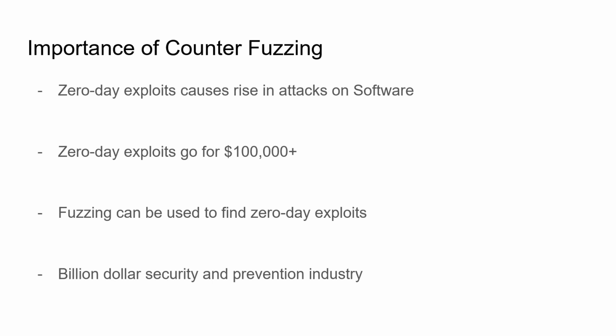These zero-day exploits are very valuable, sometimes going for over $100,000 on popular software. For example, for software like Firefox or Chrome, used by millions of users, they can go for anywhere between $500 and $250,000. One way to find these zero-day exploits is through fuzzing. So naturally, software developers have a vested interest in countering fuzzing done by malicious actors.